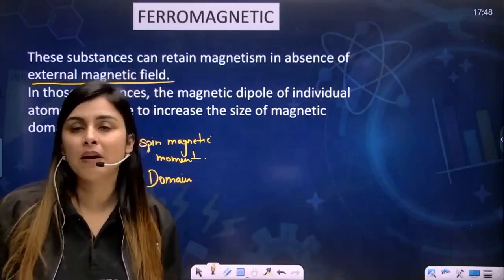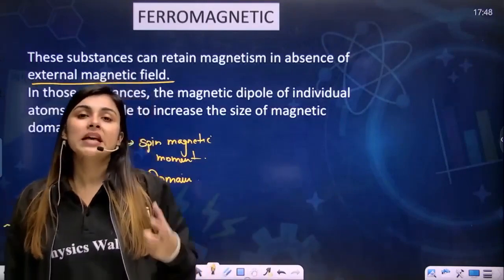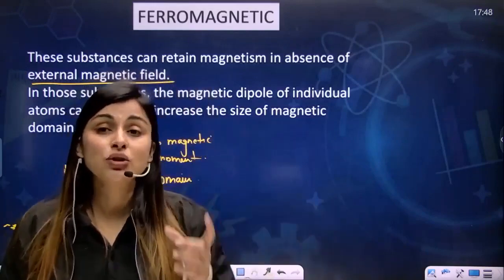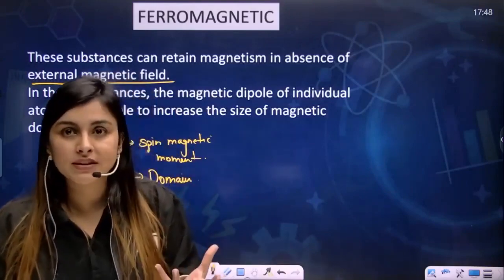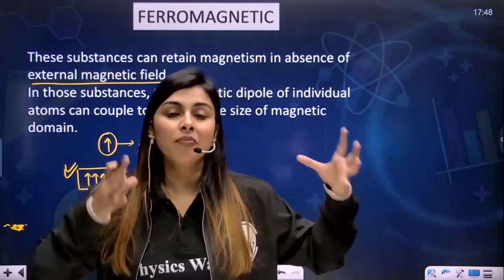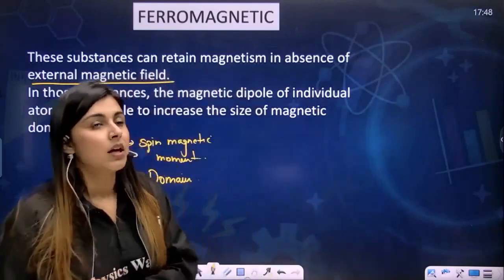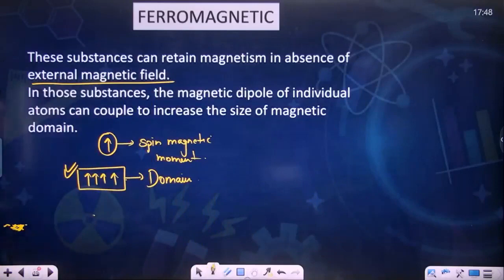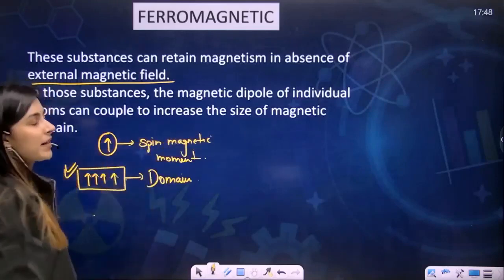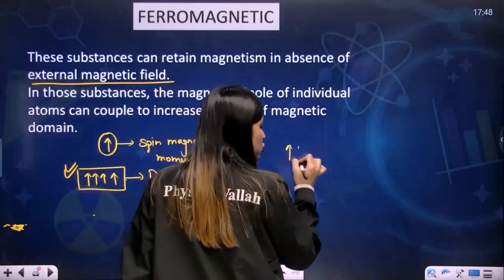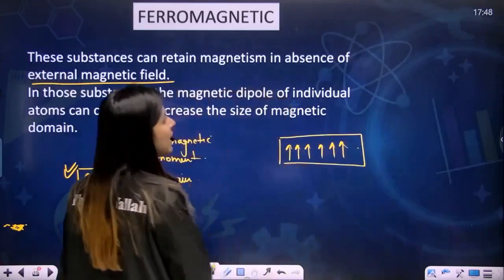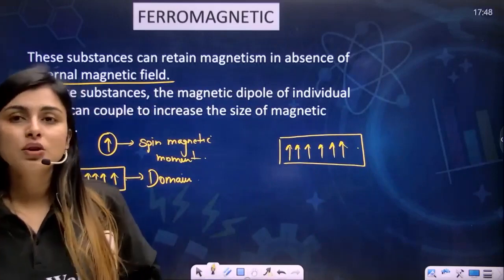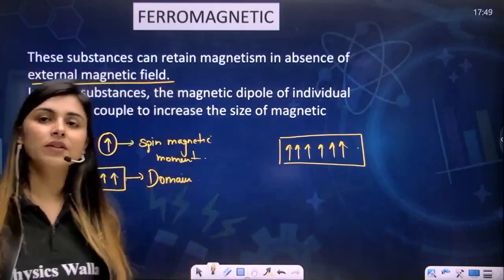They are even more powerful, and because they have formed domains, they have a permanent magnetic field. So in case of ferromagnetism, my dear students, you have domains, not spin magnetic moments. Domains are formed by the joining of many of the spin magnetic moments. In those substances, the magnetic dipoles of individual atoms can couple to increase the size of the magnetic domain. They just join together and form a domain, and this is what is known as ferromagnetism. I hope you're clear with this. Please write it down.